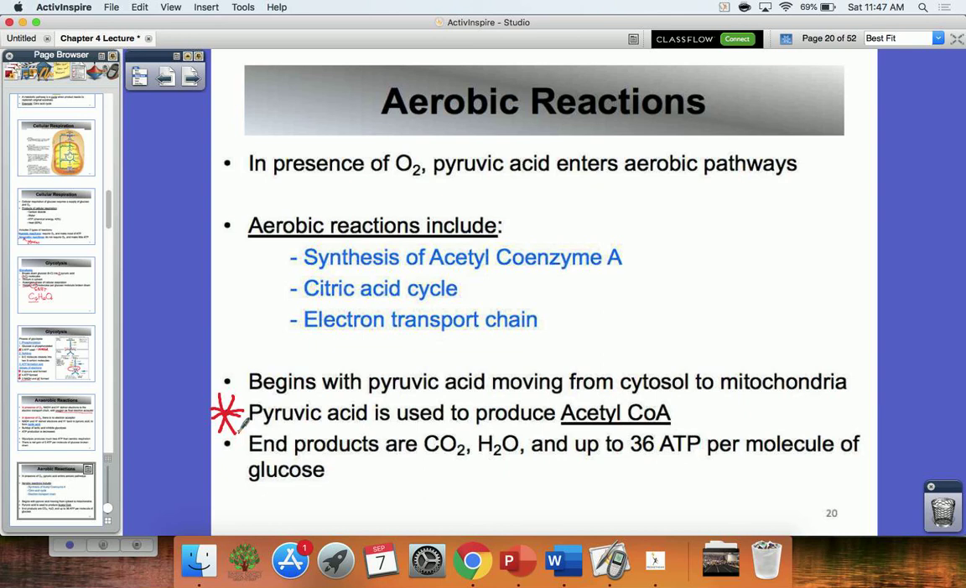And that acetyl-CoA is going to go through a series of reactions, and I'll show you all the picture in a few. But in the end, at the end of all of our aerobic respiration, which includes the citric acid cycle and the electron transport chain, we're going to produce 36 ATP, in addition to carbon dioxide and water, which were the other products of respiration.